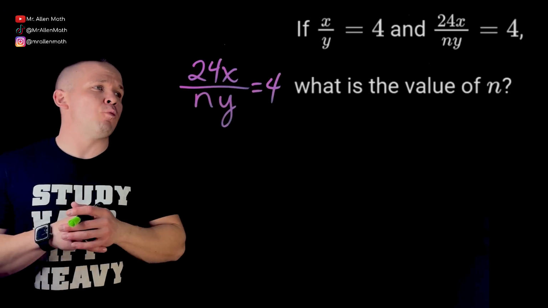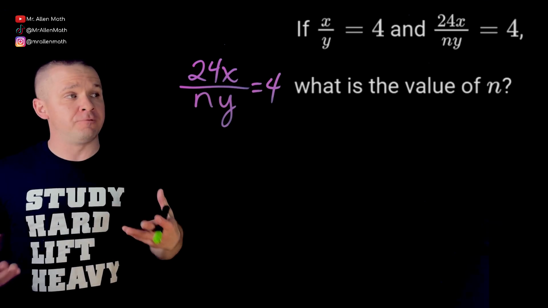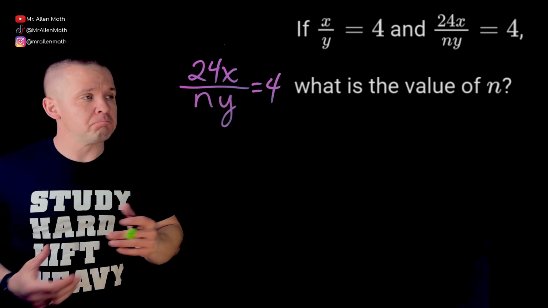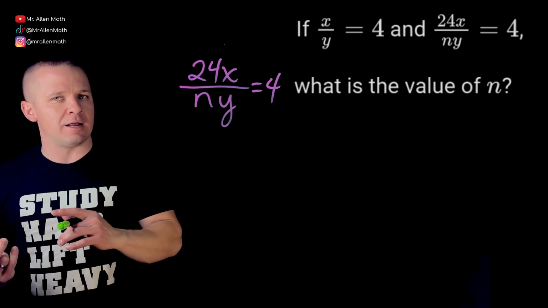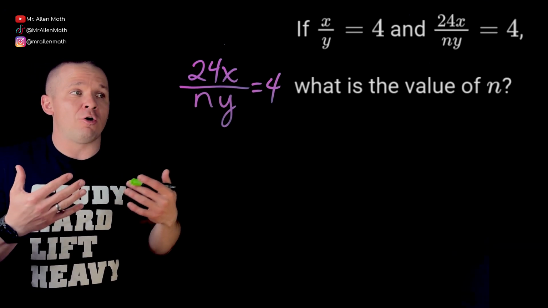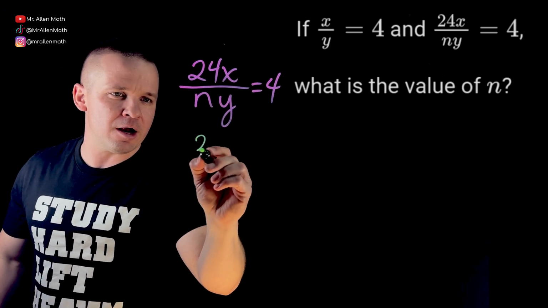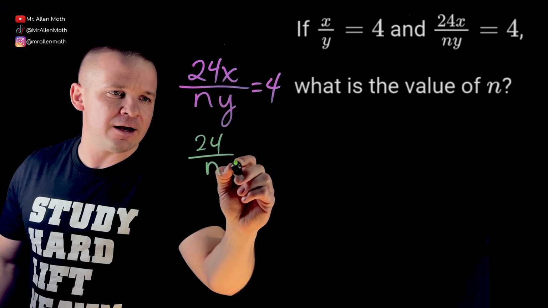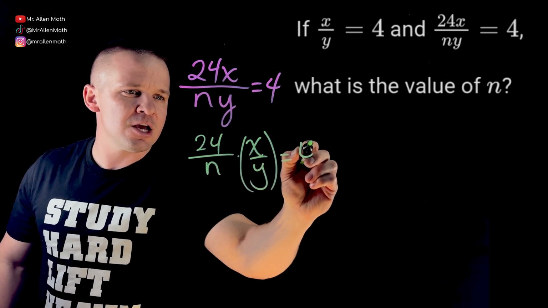Next problem. Got a little free response here. We have if x over y equals 4 and 24x over ny equals 4, what's the value of n? Well, once again, we don't need to solve for x and y to get n. We have x over y already, and that's actually in this problem. I'm going to break this apart just a little bit here, help you guys see it. 24 over n times x over y, I'm going to put that even in parentheses here, equals 4.